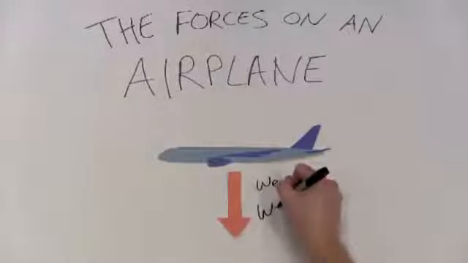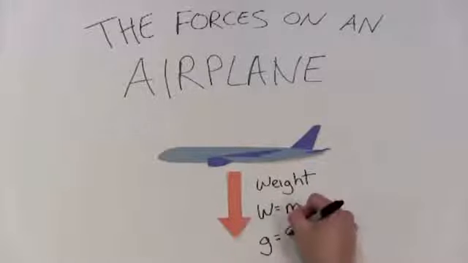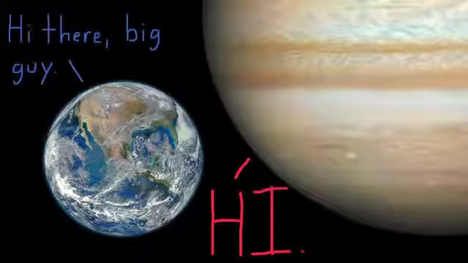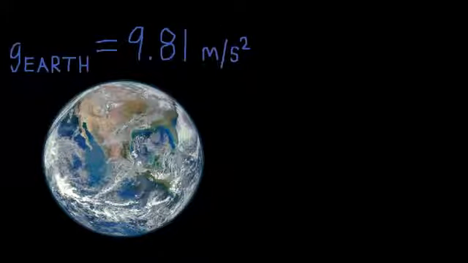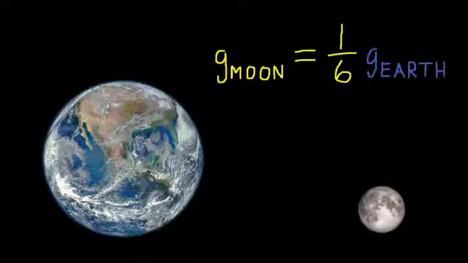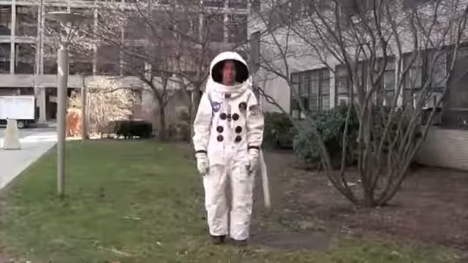Weight is equal to the mass of the airplane, m right here, times the acceleration due to gravity. Here on Earth, g is equal to 9.81 meters per second squared. Now, that's only for Earth. The acceleration due to gravity really depends on the mass of the planet that you're on. The larger the planet, the higher the gravity. So 9.81 meters per second squared here on Earth. The moon, however, is smaller than Earth, so the acceleration due to gravity is only 1/6 that on Earth, so 1.6 meters per second squared. This is why astronauts can bounce high on the moon, but not on Earth.